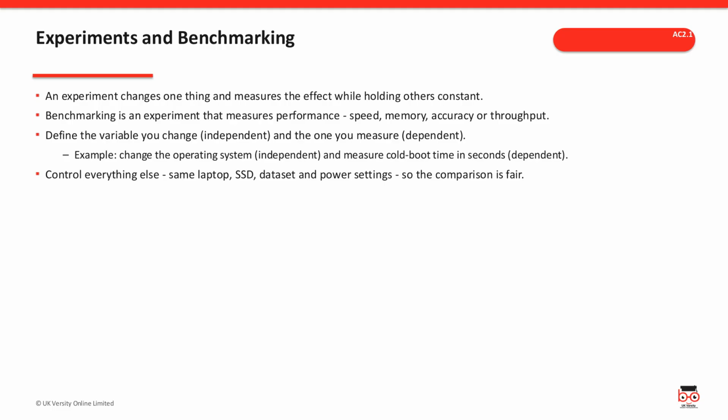An experiment changes one thing and measures the effect while holding everything else steady. And benchmarking is simply an experiment that measures performance, speed, memory, accuracy, or throughput. You define the variable you change, the independent one, and the variable you measure, the dependent one. So you might change the operating system and measure cold boot time in seconds. The key is controlling everything else: same laptop, same SSD, same dataset, and power settings, so the comparison is genuinely fair.